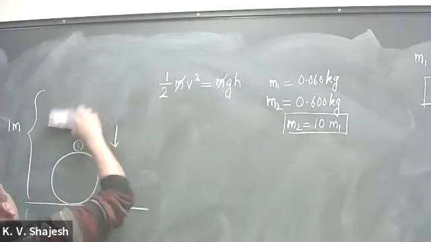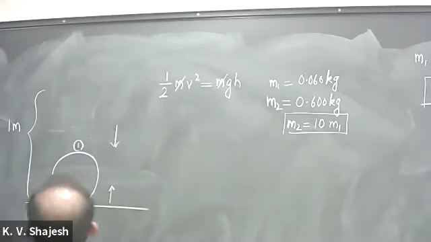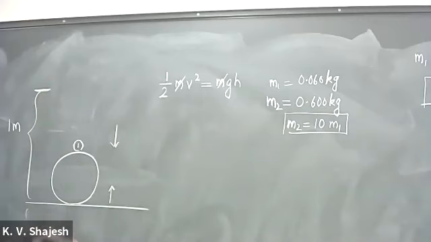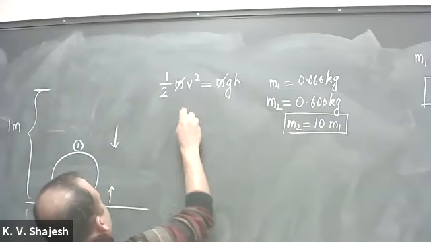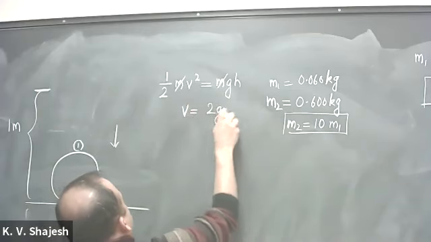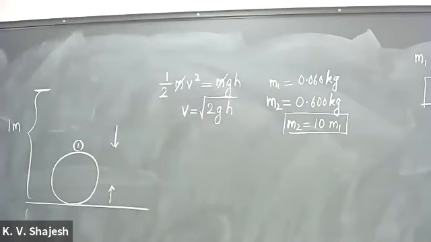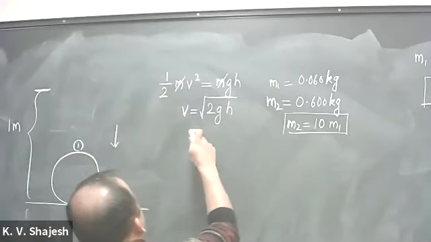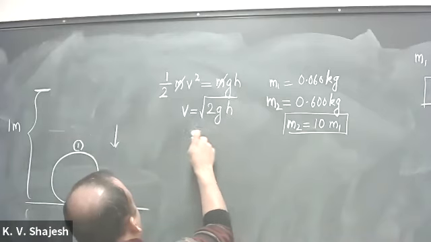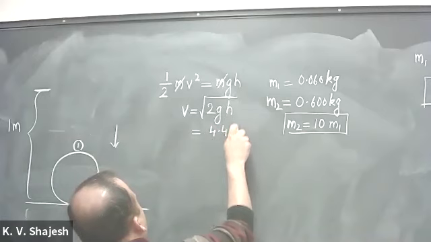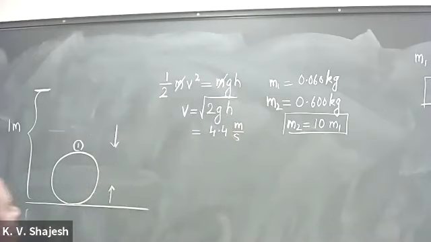So let me erase this. So it falls from a 1 meter height. So that's where it started from. 1 meter high. So if I were to plug this in, that velocity is equal to the square root of 2 times g times h. That's 2 times 9.8, so that's 19.6. That comes out to be approximately 4.4 meters per second.